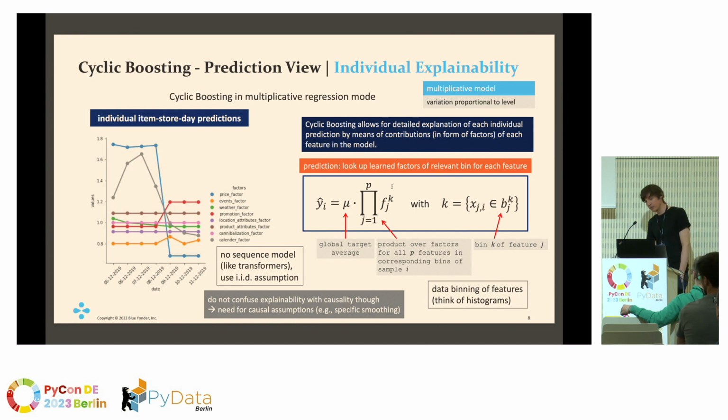So you should not confuse this with a causal effect, of course, because this is just what the model means, right? So this is no causal assumption about the structure of the data generation process or so. It's really just what the model has learned about the training data, right, in that sense.